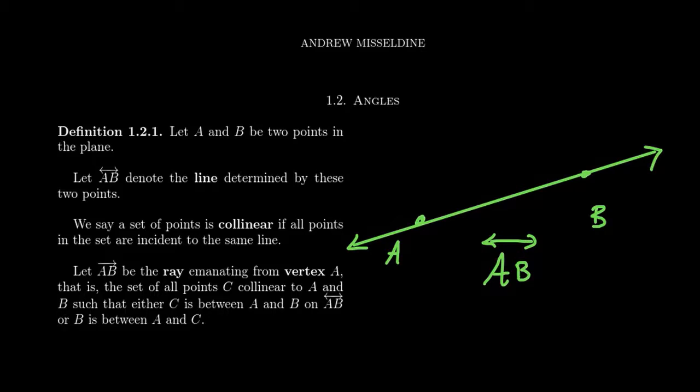And as previously defined, we say that any set of points is collinear if there's a single line for which all points are incident to that single line. This is something we've talked about before as well. What I want to talk about now is next the idea of a ray.